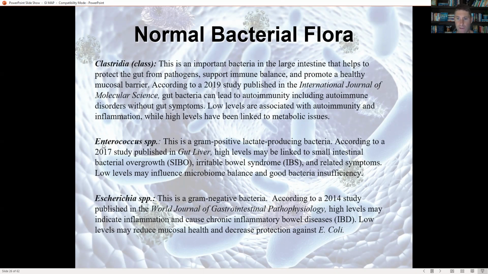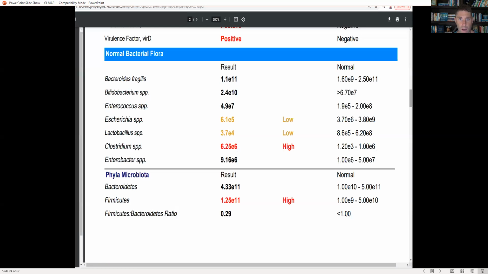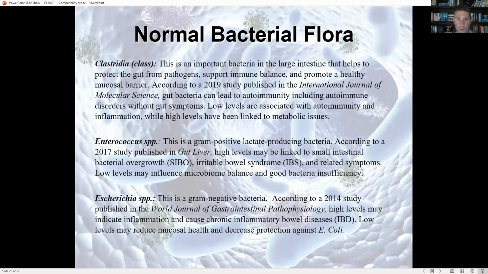Enterococcus here, gram-positive lactate producing bacteria. According to a 2017 study published in Gut Liver, high levels may be linked to small intestinal bacterial overgrowth. So that's one to look at there, the Enterococcus. If you're seeing that in high levels, could possibly be linked with SIBO, all right? Small intestinal bacterial overgrowth. This test is looking at more large intestine, so we can't know for sure, but there is an association there. So if you're looking at other factors as well, it could be associated with SIBO. Irritable bowel syndrome and related symptoms. Low levels may influence microbiome balance and good bacteria insufficiency.